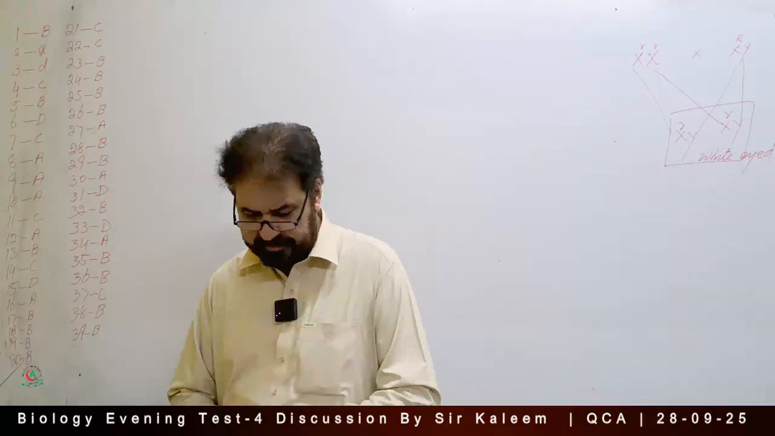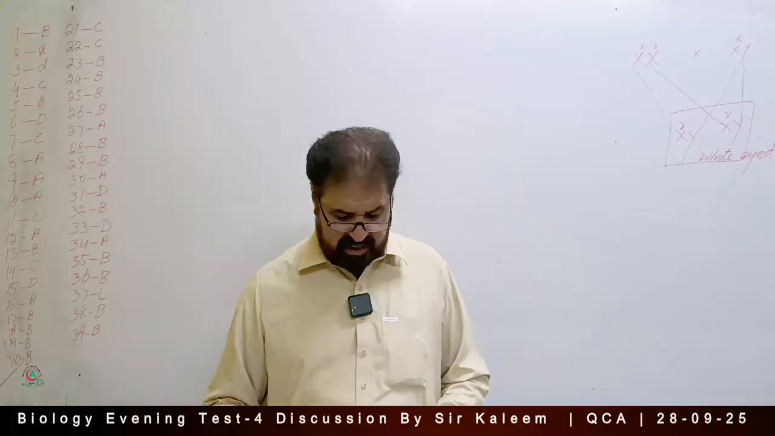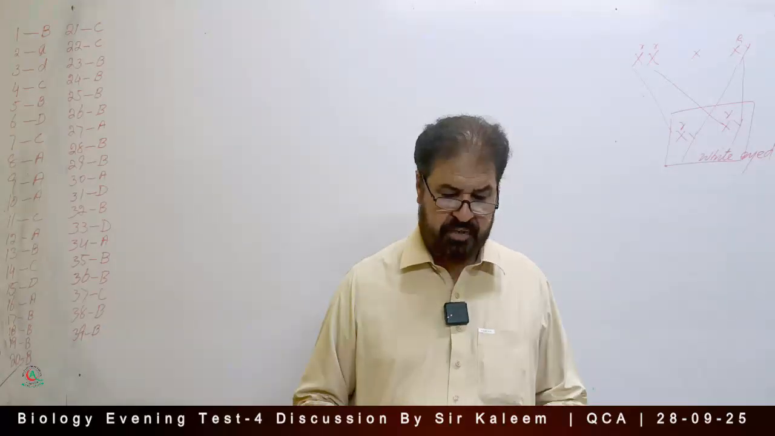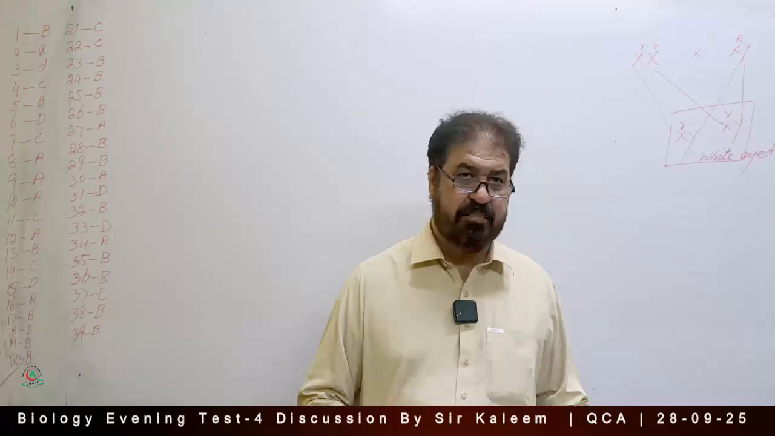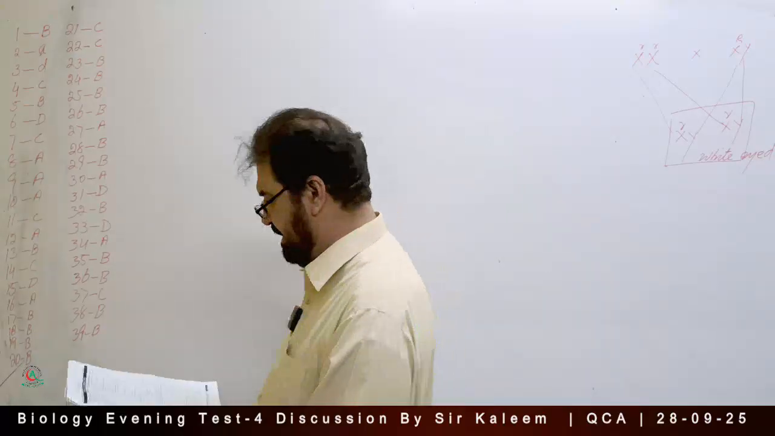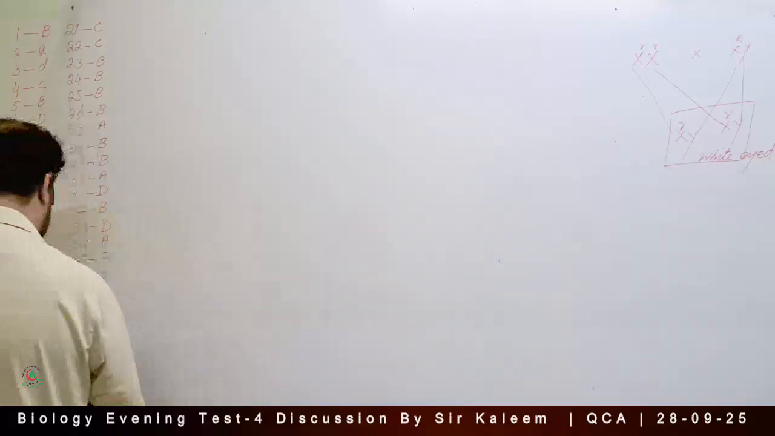Question number 40. The first organic molecules formed on Earth were amino acids and simple organic molecules. First they appeared on the Earth. So in question number 40, option C is correct.